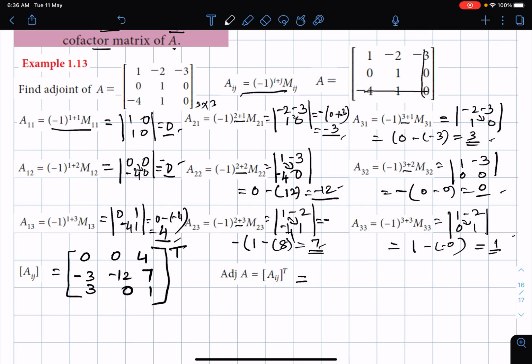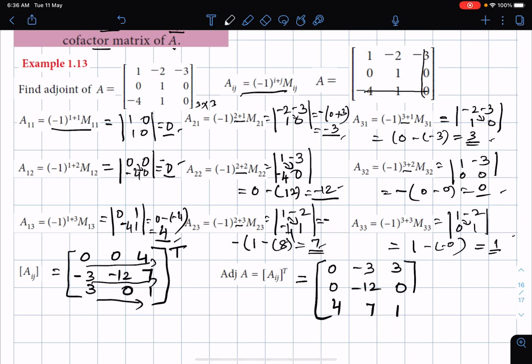What is it? It's nothing but we are going to convert the rows into columns. So first row I will write as 0, 0, 4. Second row -3, -12, 7. Then the next, third row 3, 0, 1. This is going to be your adjoint of A. So we have found the adjoint of A for the 3 cross 3 matrix A. Okay, thank you.